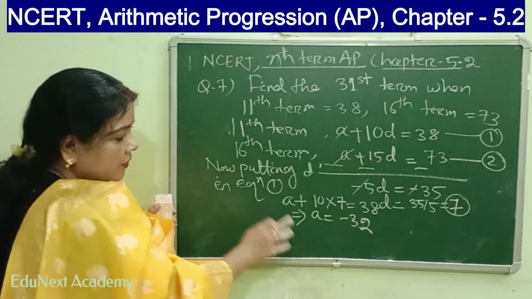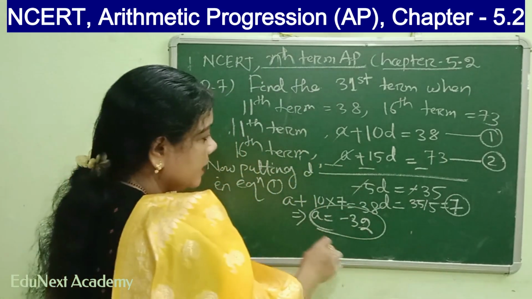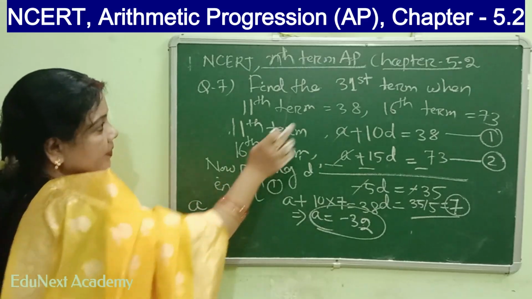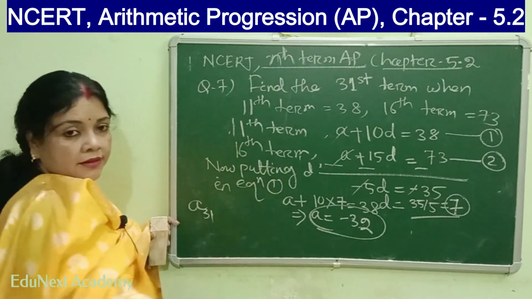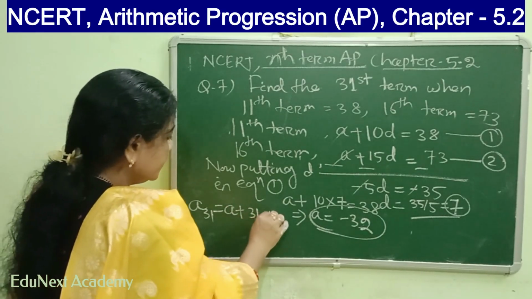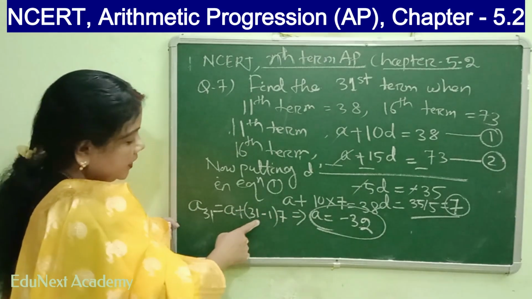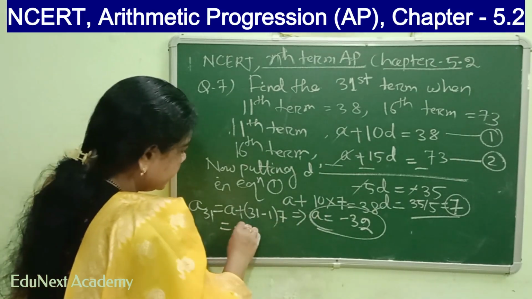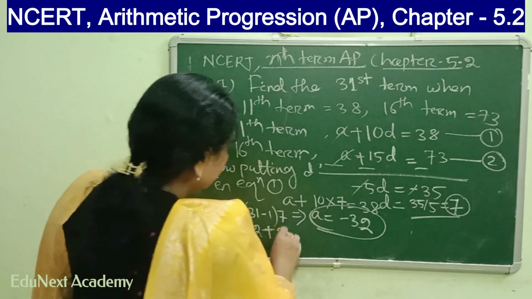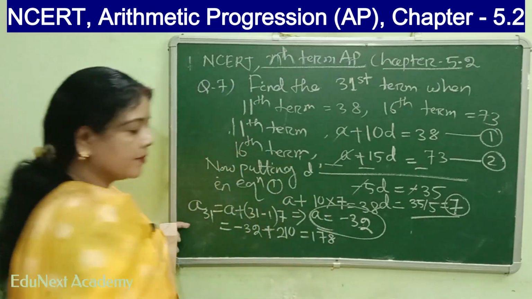We got a, we got d. D is 7. Then we can find the 31st term. Simple. This is a plus 31 minus 1 into 7, that is a plus n minus 1 into d. Here n is 31, so here a is minus 32 plus 30 into 7. That is 210. The final answer is 178.